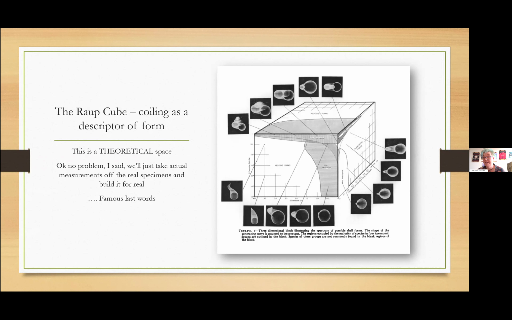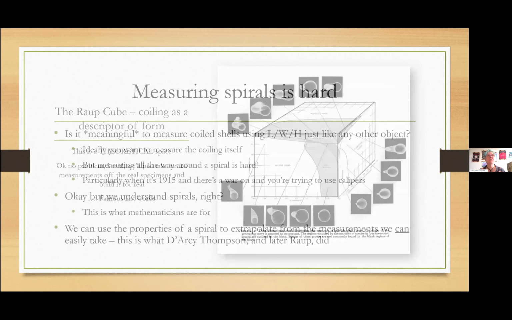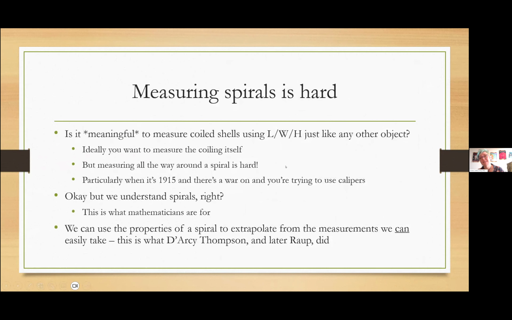But I said naively, in 2012, cool, no problem, we'll just go take those measurements. I don't know if any of you have ever tried to take those measurements, but it gets interesting real fast. So measuring spirals is hard. And I've been leading you towards the answer to the first question here being no, it is not particularly meaningful to measure a coiled shell using a length, width, and a height. Ideally, to understand the coil, you want to measure the coil itself, because you can have two spirals of very different spiral parameters that occupy the same bounding box, right?